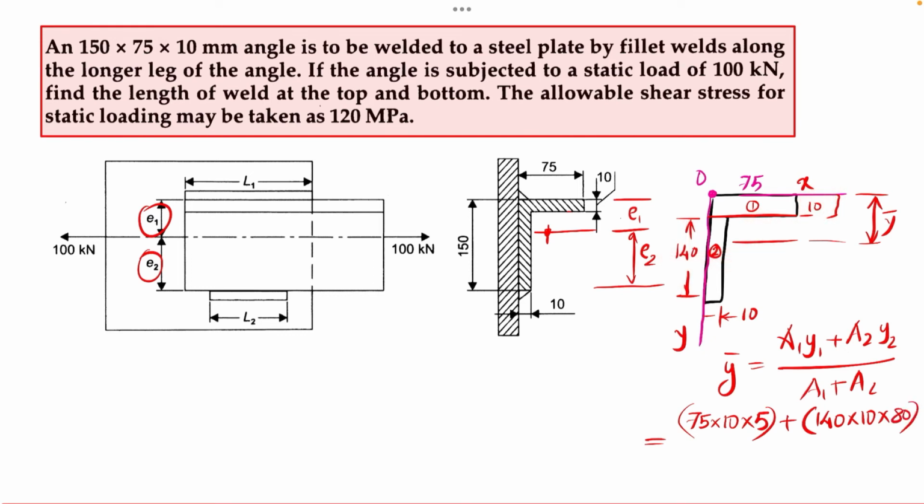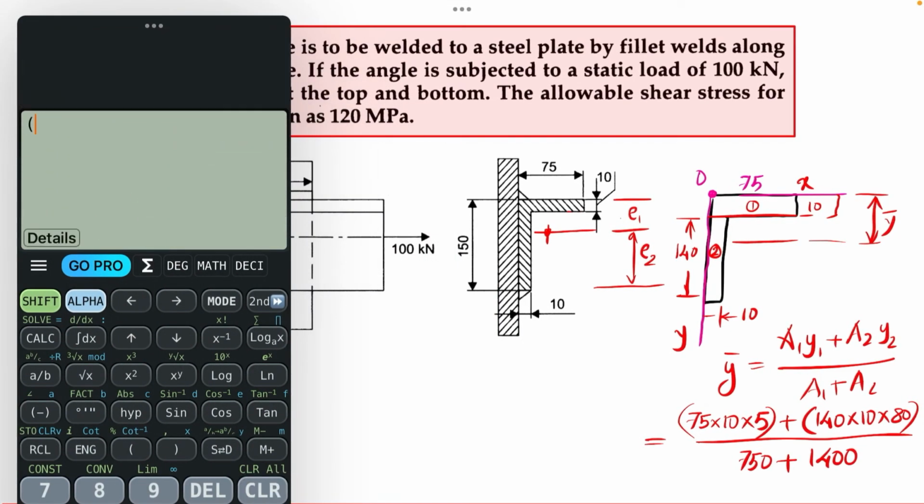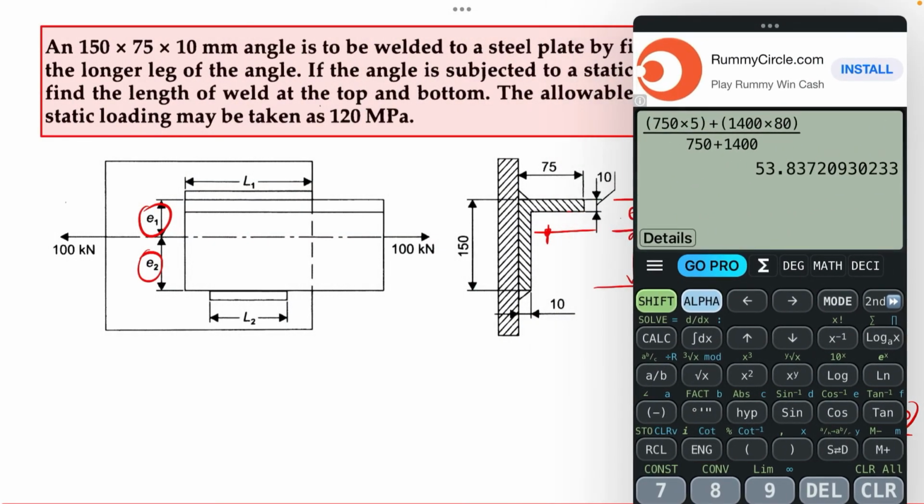From here to here again we need to add this 10 mm, so it will be 80 mm. This is 80 mm divided by A1, which is 750, plus A2, which is 1400. So I can use the calculator for finding this. 750 into 5 plus 1400 into 80, divided by 750 plus 1400. So this will be around 53.84 mm. So our E1 value is 53.84 mm.